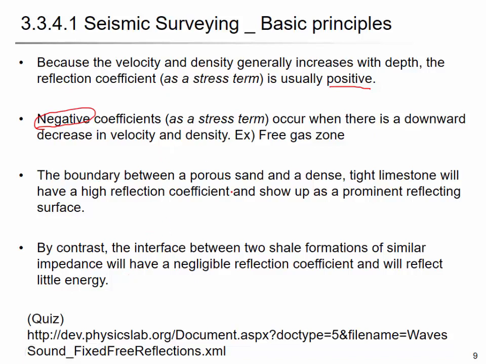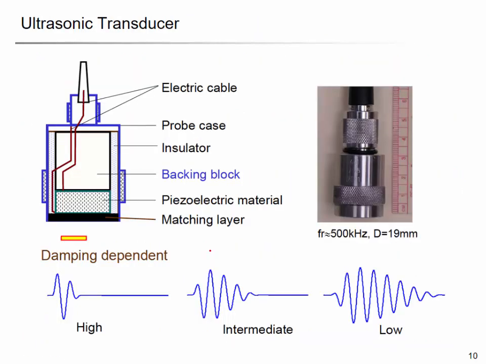The boundary between porous sand and the dense type limestone will have a high reflection coefficient, showing up as a prominent reflecting surface. By contrast, the interface between two shale formations of similar impedance will have a negligible reflection coefficient. Good.